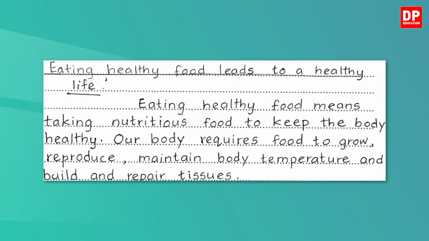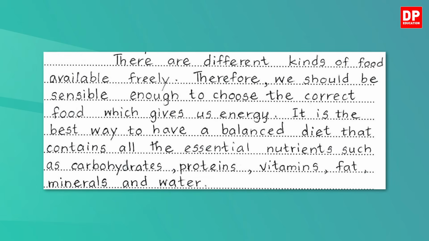Let's now see the second paragraph of this article. Let's read it. There are different kinds of food available freely. Therefore, we should be sensible enough to choose the correct food which gives us energy. It is the best way to have a balanced diet that contains all the essential nutrients such as carbohydrates, proteins, vitamins, fat, minerals and water. This paragraph explains about healthy food and why we should eat them.